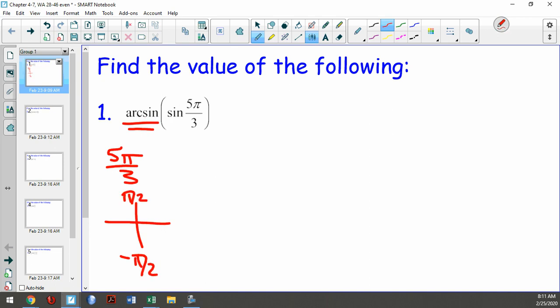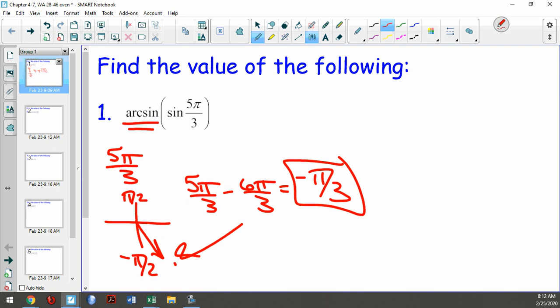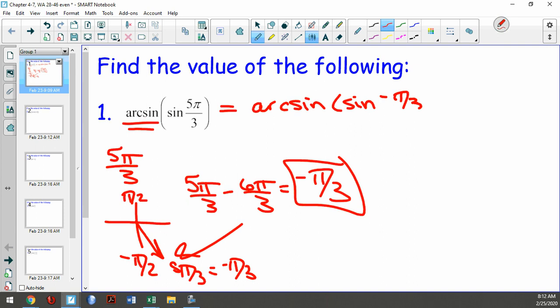5 pi over 3 is actually in quadrant 4. Do we all understand that? Yes or no? So if I take 5 pi over 3 and subtract 6 pi over 3 from that, that gives me negative pi over 3, which just happens to be the same angle. Can we see that, yes or no? And negative pi over 3 is in that vicinity, okay? So what you're actually doing is the arc sine of the sine of negative pi over 3. Now, these two things cancel out, and you're going to get an angle of negative pi over 3.